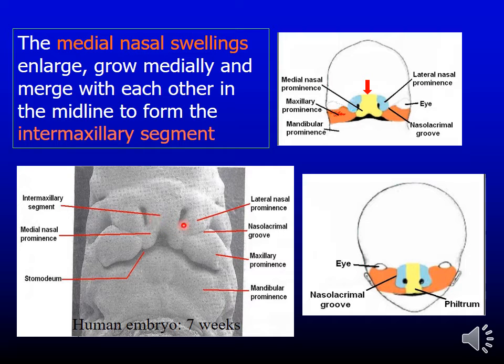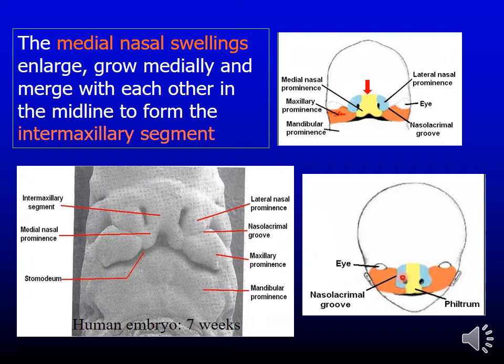This is the nasal pit. This is one, this is the second medial nasal prominence. This is the site of fusion. Here are the lateral nasal prominences. This is the maxilla on one side, and this is the other side. Here is the mandible. You can see the mouth is still so broad. This is the intermaxillary segment, as you can see in this picture.